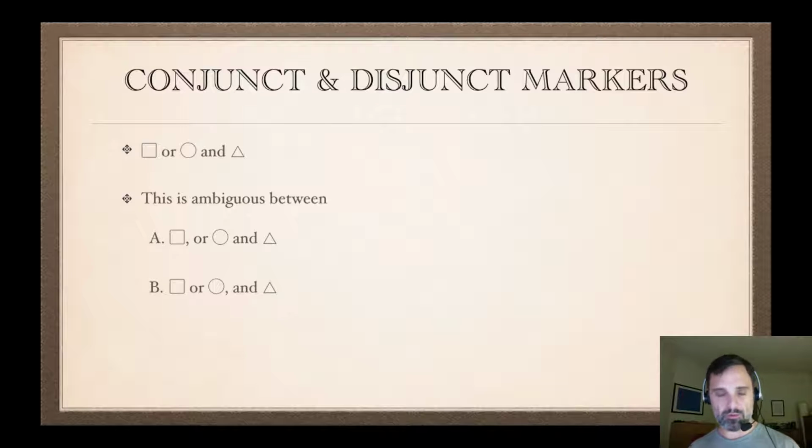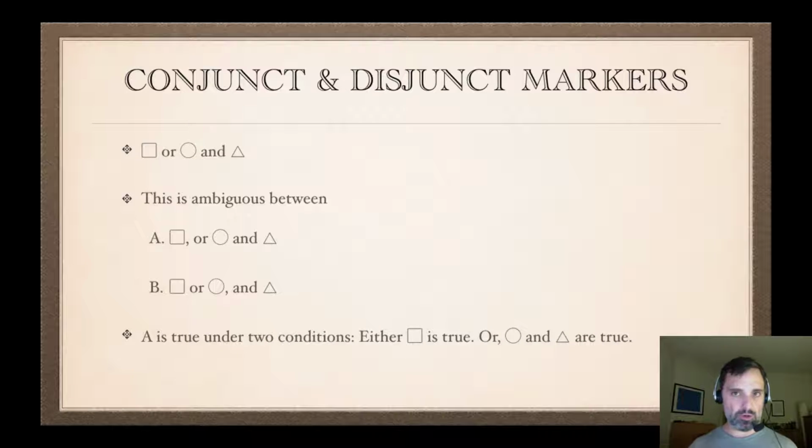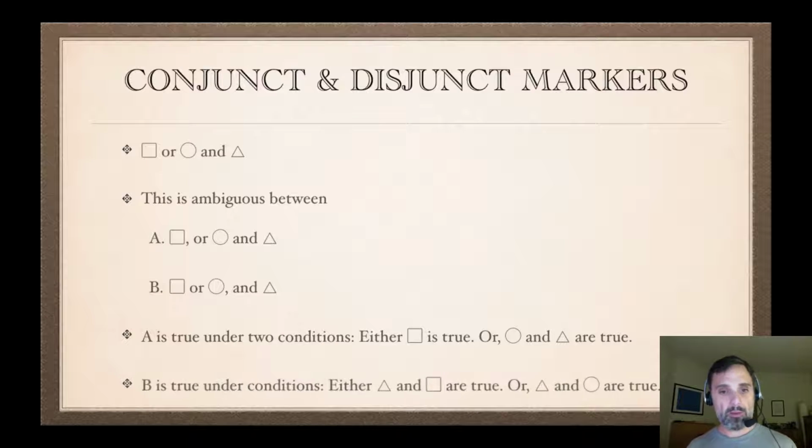Excuse me, I said the first one wrong. Box or circle and triangle. B is box or circle and triangle. So the first one is true under two conditions. It's box has to be true, or circle and square are true. B is true under different conditions. Either triangle and square are true, or triangle and circle are true.